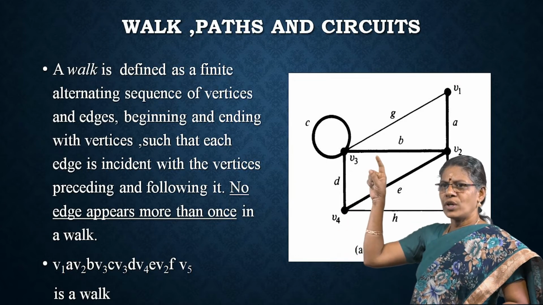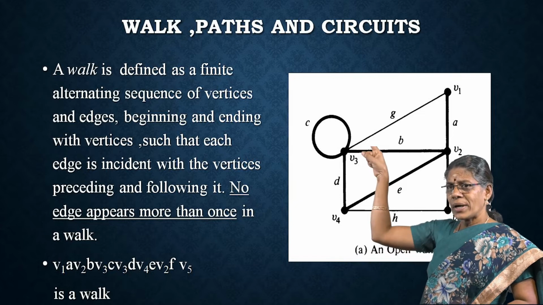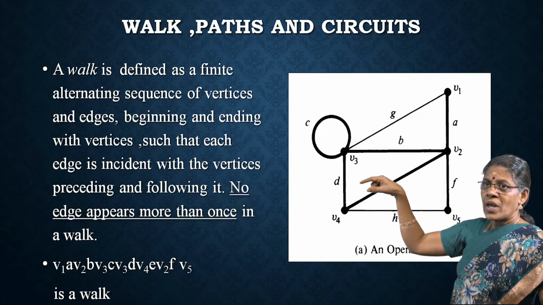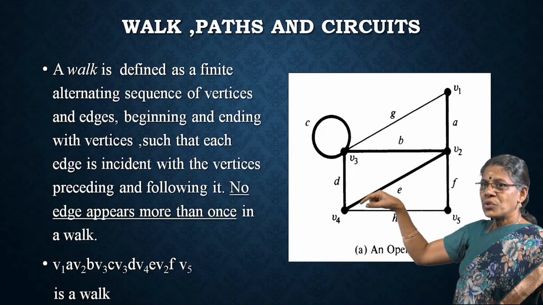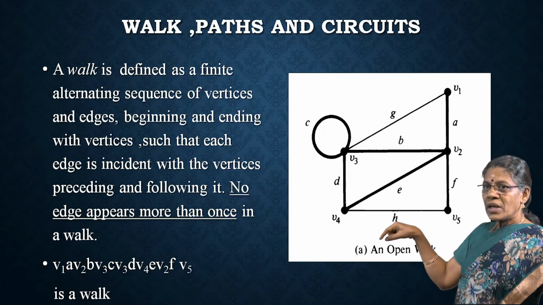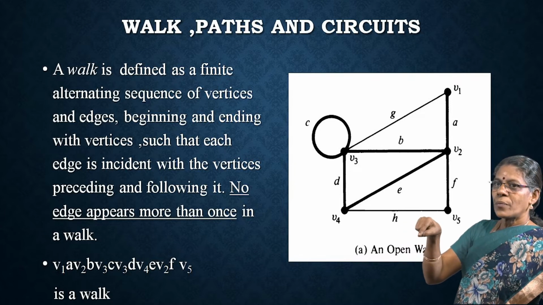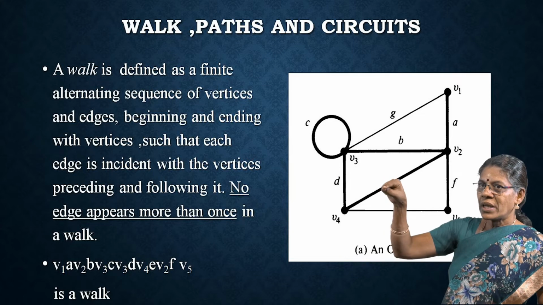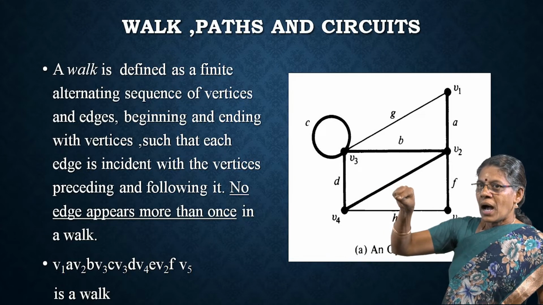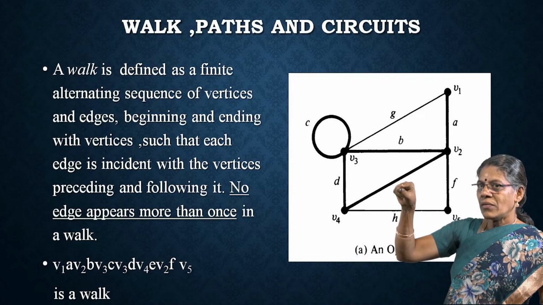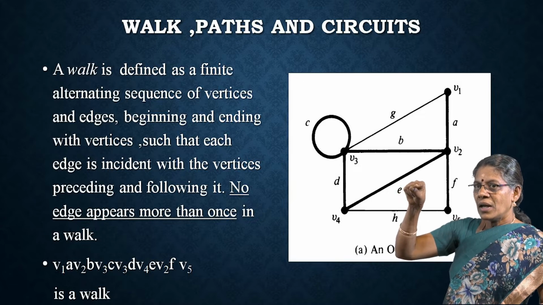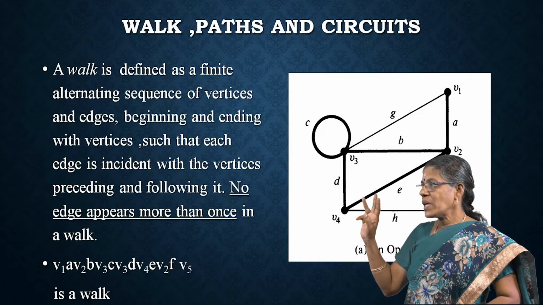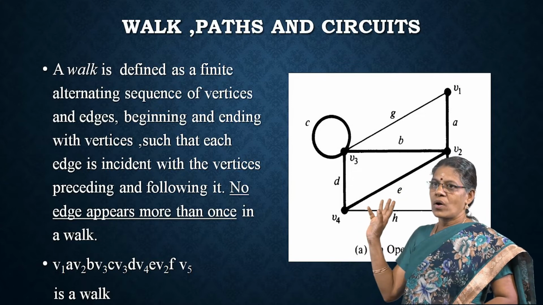So starting from V1, V2, in between the edge is A. So V1, A, V2, F, V3, H, V4, E, V2, B, V3, C, V3, D, V4. Okay, no edge appears more than once in an open walk.